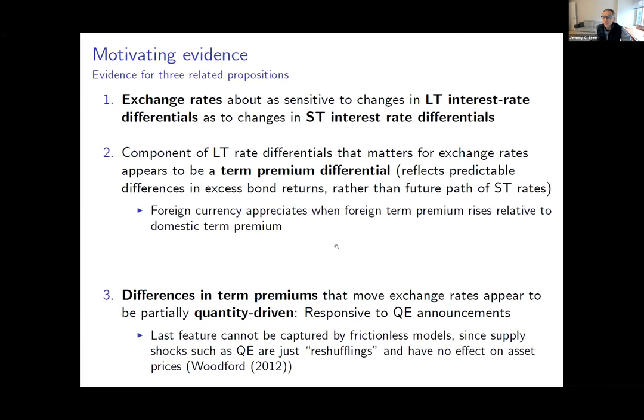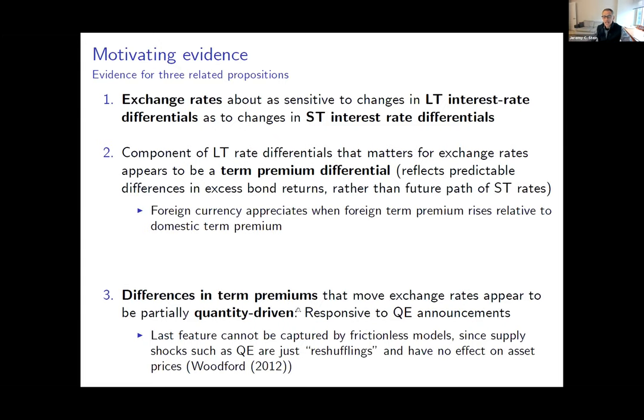But let me start with just a little bit of evidence. And let me be clear, none of this is a test of the model, but think of this as broad motivation for why this is interesting. So I want to show you three stylized facts. One is that exchange rates seem to be about as sensitive to long-term rate differentials as to short-term rate differentials. If you were thinking about UIP, you might be particularly focused on short-term rate differentials, but long-term rates matter. I would like to convince you that the component of long rates that matters is not just the expectations hypothesis, but term premium. And finally, that when the exchange rate moves, it's itself a currency risk premium as opposed to just a manifestation of UIP.